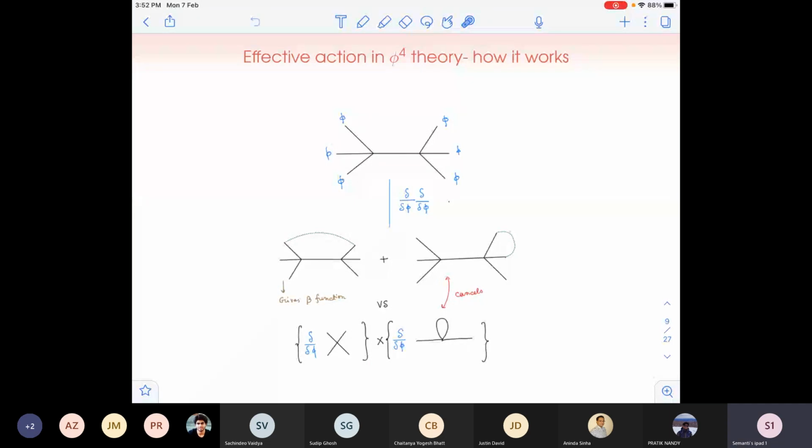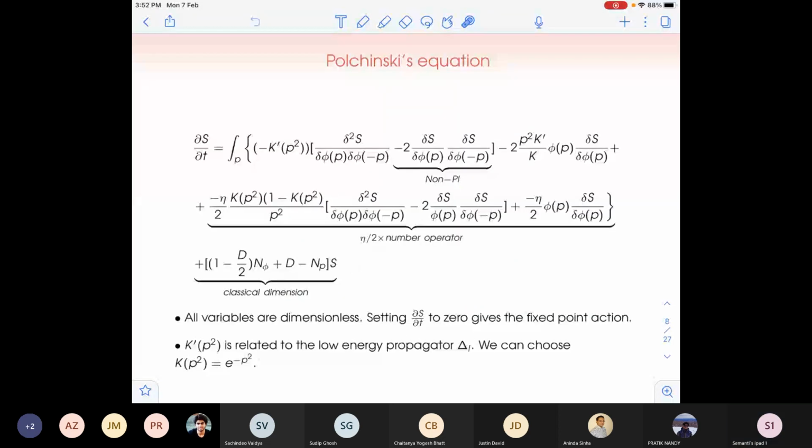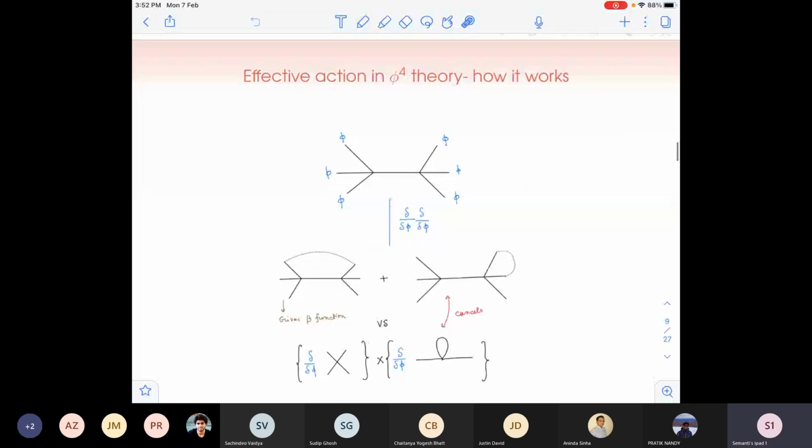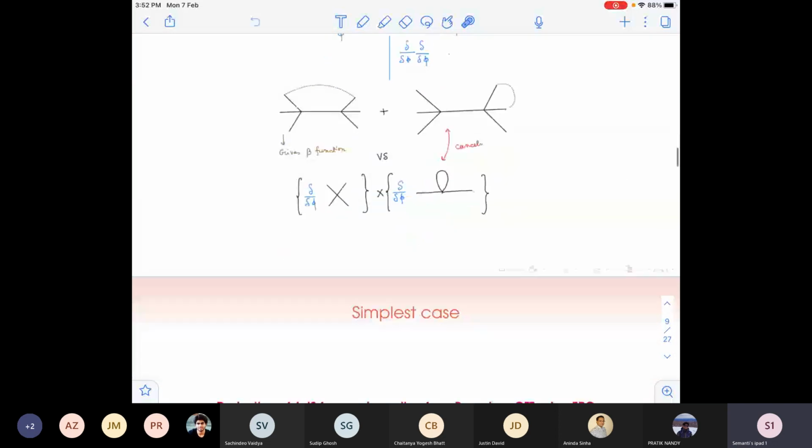So if you make the external momentum 0, out comes the beta function of the theory. You do this on both sides of this equation, and that's how you will find the anomalous dimension or beta function in this way. Okay. So that is the end of my introduction of ERG.